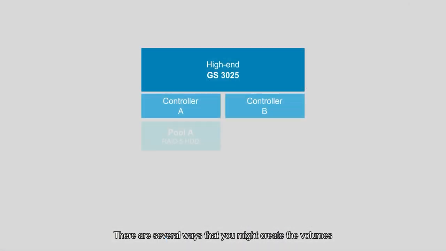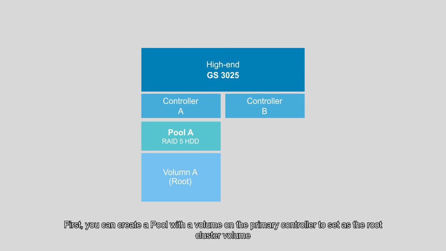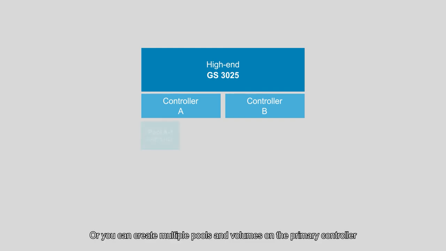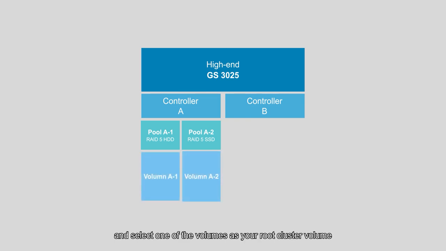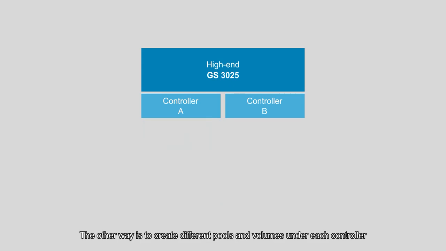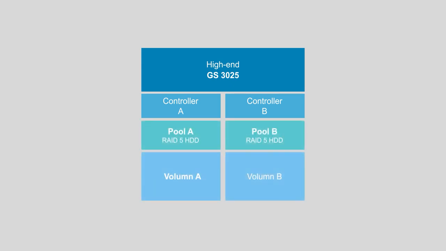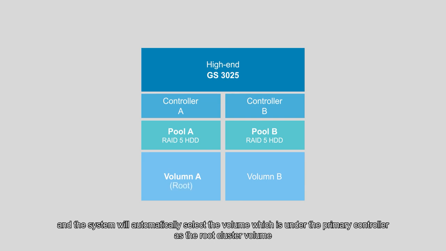There are several ways that you can create the volumes. First, you can create a pool with a volume on the primary controller to set as a root cluster volume. Or you can create multiple pools and volumes on the primary controller and select one of the volumes as your root cluster volume. The other way is to create different pools and volumes under each controller, and the system will automatically select the volume which is under the primary controller as the root cluster volume.